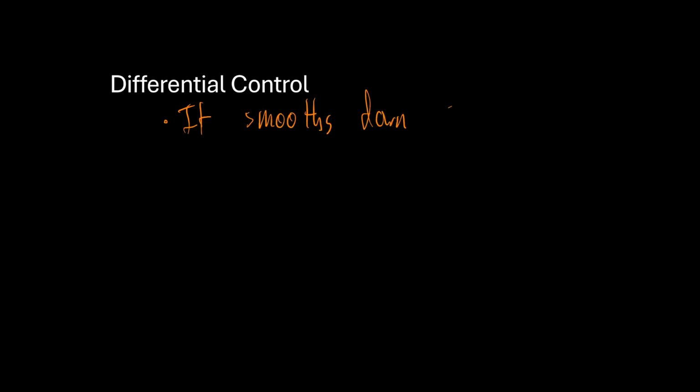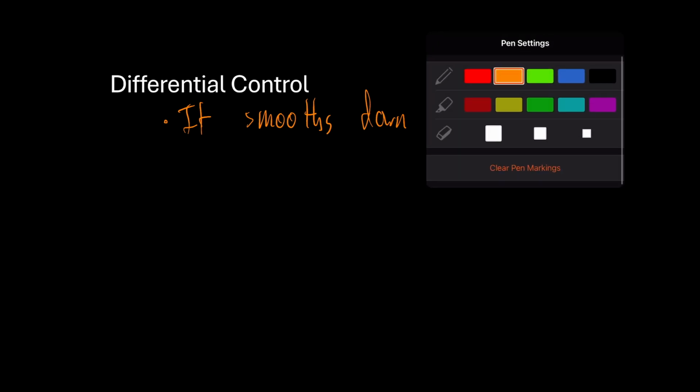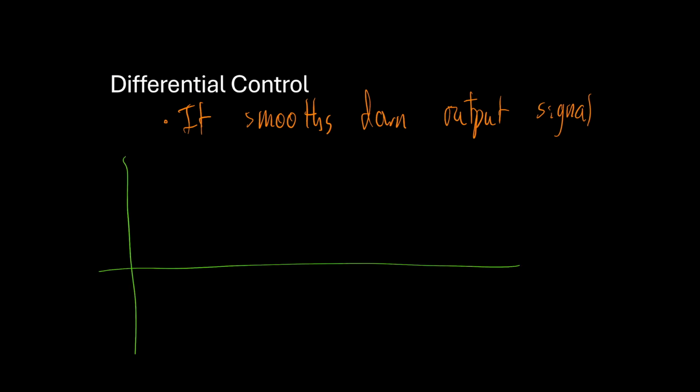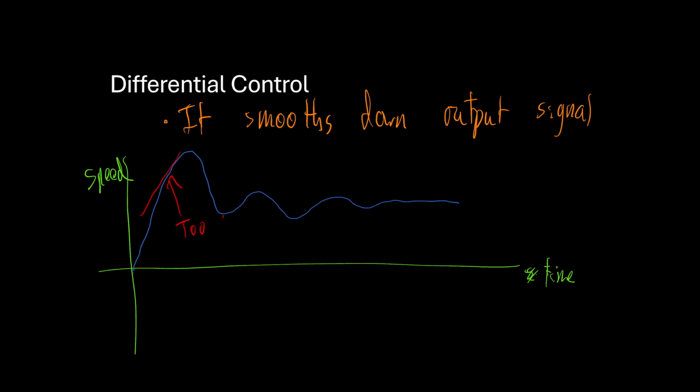So let's draw something else, clear this up. Remember, it smooths down the output signal. Let's look at this with a graph. Here's a graph of some motor speed. That's time, of course, and this is speed. Now, if you have a motor that is rising really, really fast, differential control sees that perhaps it is too fast, or the gradient is too steep.